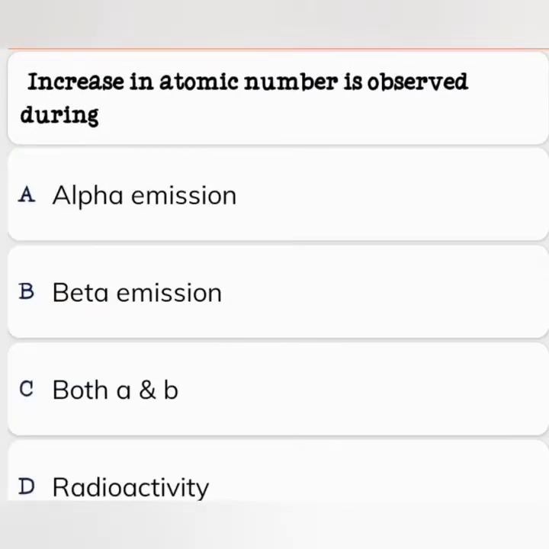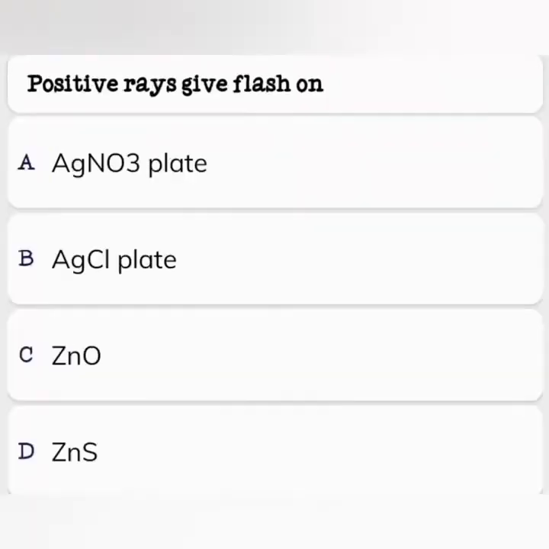Increase in atomic number is observed during A. alpha emission, B. beta emission, C. both A and B, D. radioactive. Yeah, so the right option is B, beta emission.